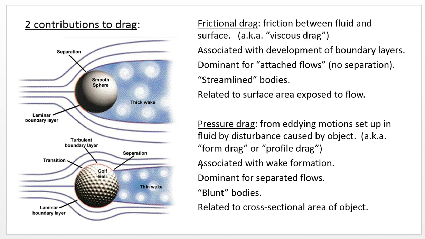As I mentioned, it's associated with the formation of the wake, the region of disturbed flow downstream of the object. It's dominant for separated flows. Separated flows are when wakes occur. Boundary layer separation, you get the wake, and the perturbation of the pressure in the wake causes this additional contribution to the drag. This separated flow occurs for a blunt body. So things like cylinders and spheres are blunt. They're not streamlined. And this is related to the cross-sectional area of the object rather than the surface area exposed to the flow.